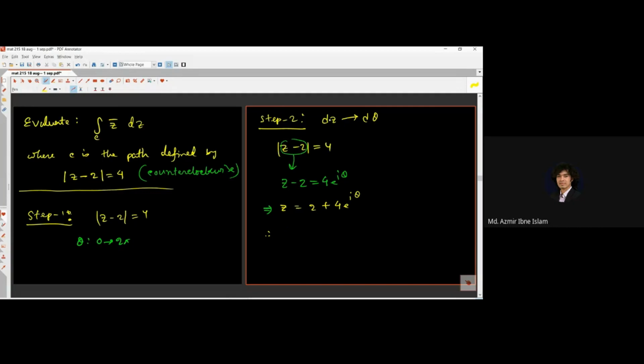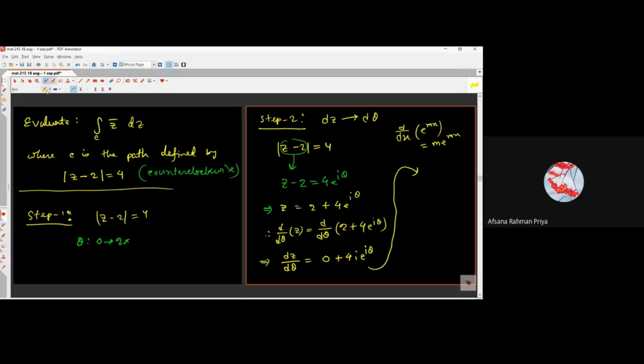Now we have to convert dz to d theta. So that's why we are differentiating both sides in terms of theta. So differentiation of z in terms of theta will be dz d theta. Differentiation of 2 is 0. 4 is constant, and you know that d/dx of e to the power mx is equal to m e to the power mx, right? That is for a real valued function. The same formula holds for a complex valued function. So it will be e to the power i theta. We are differentiating in terms of theta, and i is constant, just like m is constant. So it will be i e to the power i theta. Is that okay? Yes, sir.